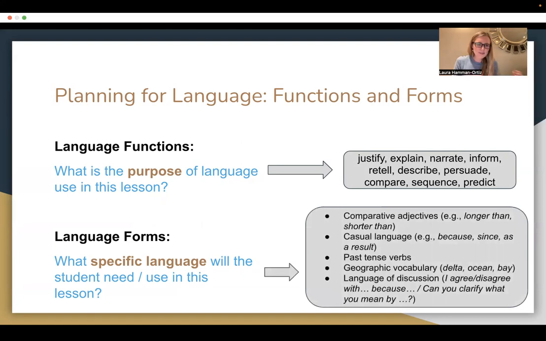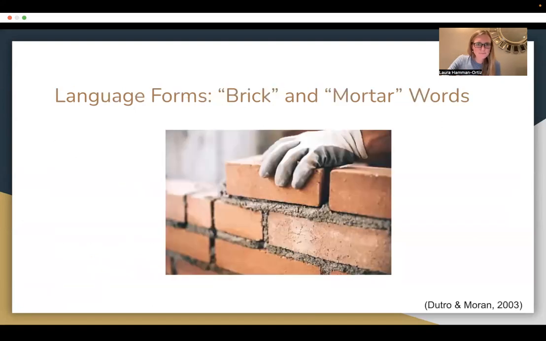And then after that, thinking about the specific language that students will need in the lesson. And that's what I refer to as the language forms. So that might be vocabulary, but it also could be comparative adjectives, longer than and shorter than, causal language like because, since, as a result, past tense verbs. There you see geographic vocabulary, language of discussion. So the words that we need to use, the types of phrases we use when we're having a discussion. So what are the specific forms that language takes in order to accomplish that function that ultimately helps students engage with the content learning? So functions and forms are a useful way to think about writing language objectives.